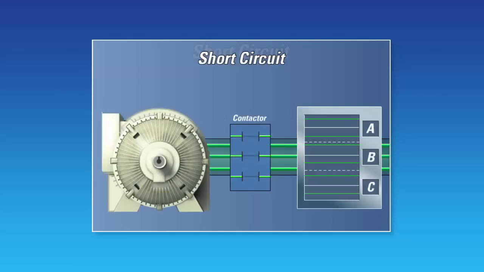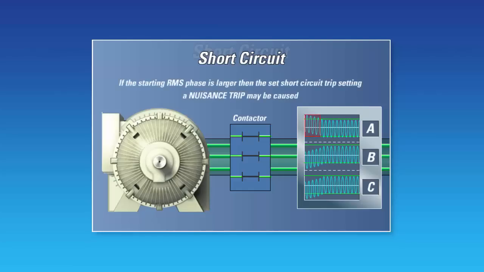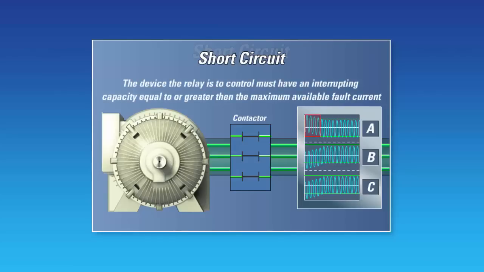The rule of thumb is to set the short circuit protection pickup to a value which is at least 1.7 times the maximum expected symmetrical starting current of the motor. This allows the motor to start without nuisance tripping. It is important to note that the device that the relay is to control under such conditions must have an interrupting capacity equal to or greater than the maximum available fault current.